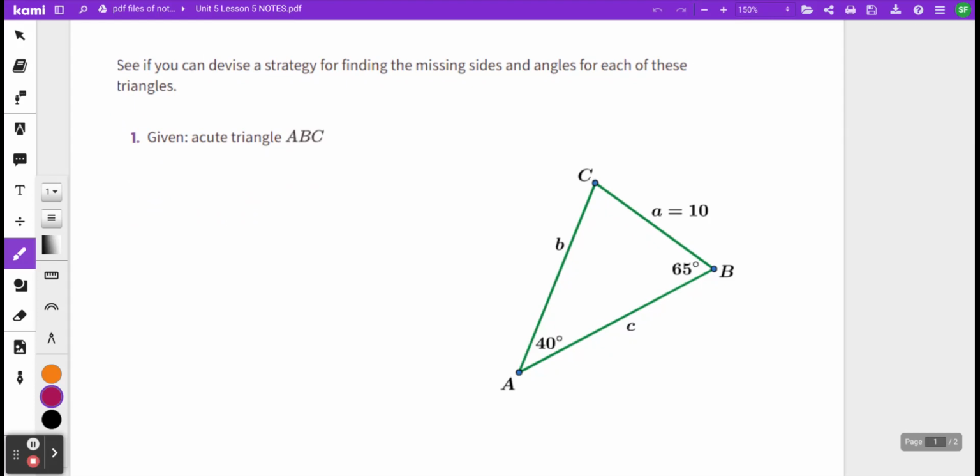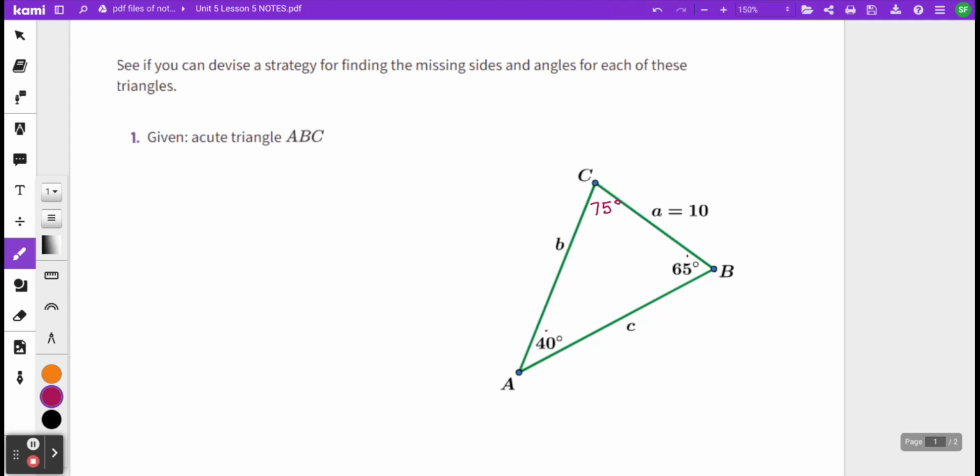Well, first thing I notice is that it does give us two of the angles, and we all know that all the angles of a triangle do add up to 180. So we could go 180 minus 40 minus 65 on your calculator, and we can see this gets to be 75 degrees. That's one way we can go ahead and solve for this. And then we're going to want to solve for any of the other sides.